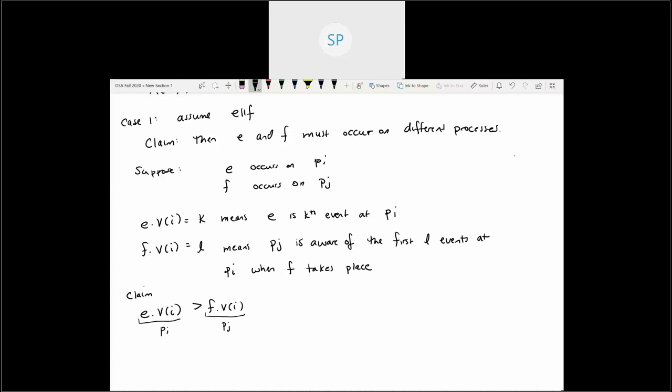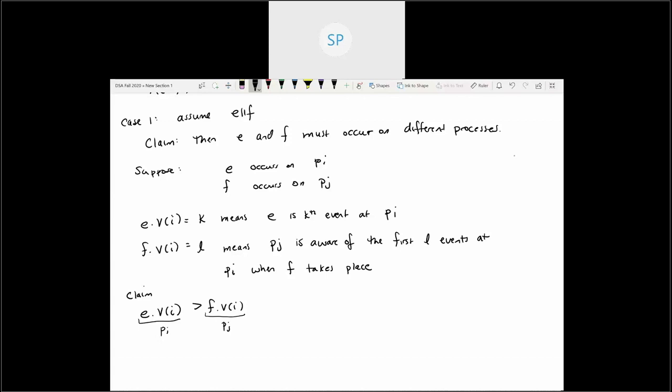if F's component was bigger than E's component, it would mean that there's a causal chain from E to F. Yeah, there we go, right? E occurred on Pi, and Pj is not aware of Pi, not aware of E, right? If it were aware of E, they wouldn't be concurrent. And by aware, I mean this causal chain, right?